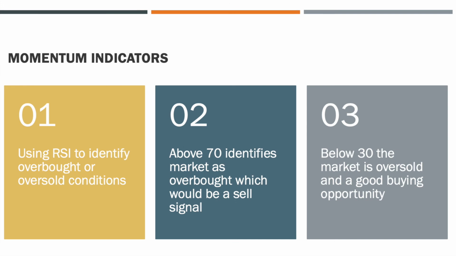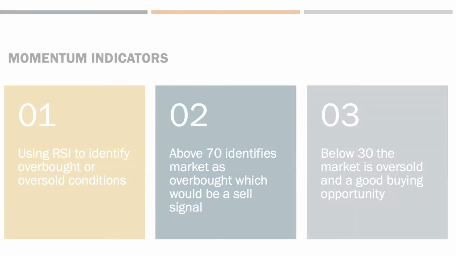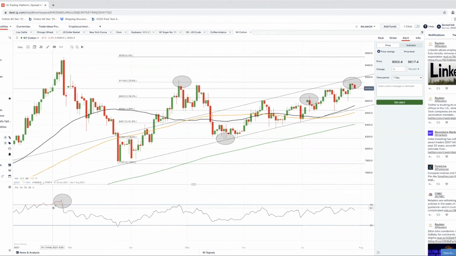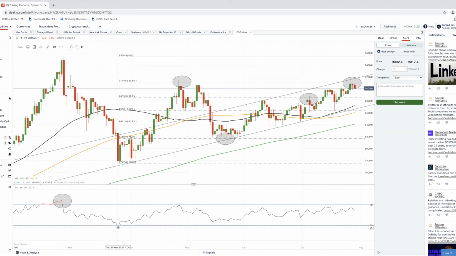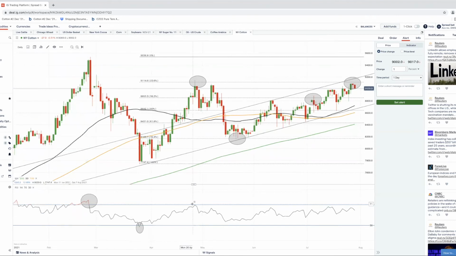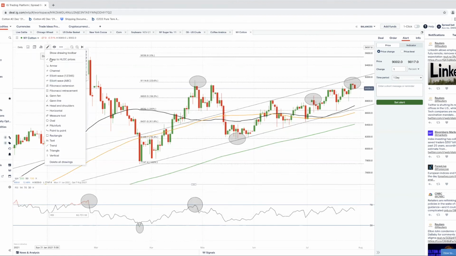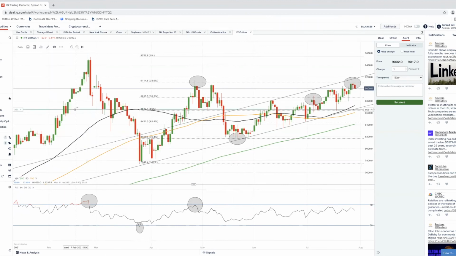Another really useful tool that we can use is the relative strength index. This allows us to identify overbought or oversold conditions within the market. Anything above 70 will indicate overbought, and anything below 30 would be oversold, and this would be a good buying opportunity. You can see here we're identifying these areas on the RSI line chart, and if you can see, it correlates clearly with the candlestick chart, which is directly above.